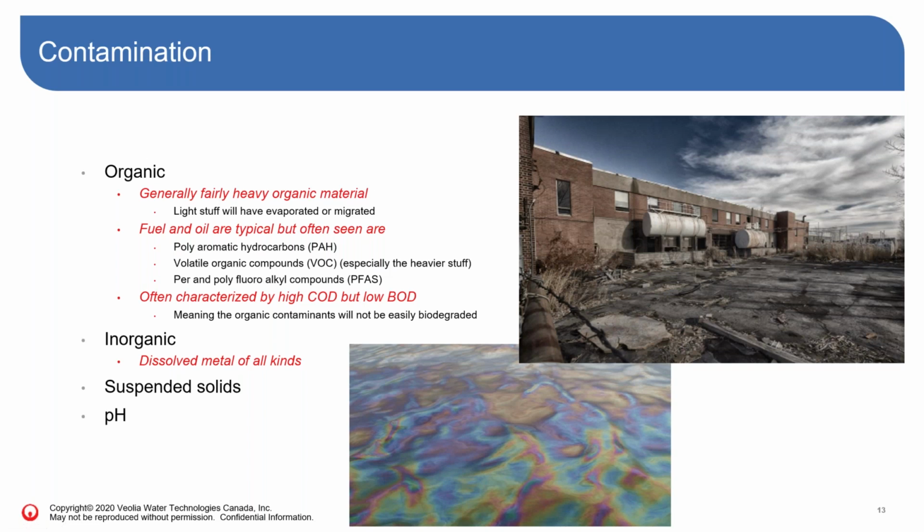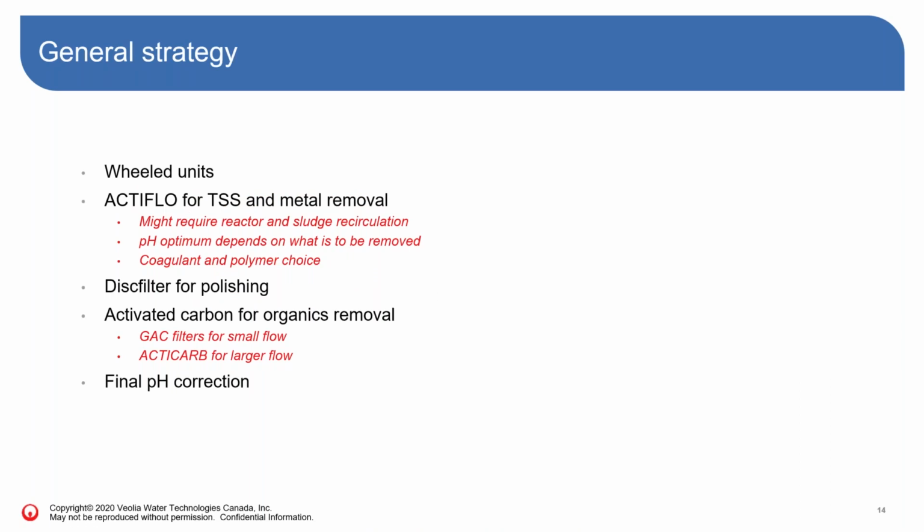So how do we deal with this blend of contaminants? Well, as I said earlier, we'll normally try to go with a wheeled unit. We'll use our ActiFlow technology, which is a sand ballasted clarification for TSS and metal removal. Usually that will mean that we need to have some kind of reactor where we can have pH change and then sludge circulation to do metal precipitation. Obviously, the optimal pH depends on what metal we're removing.